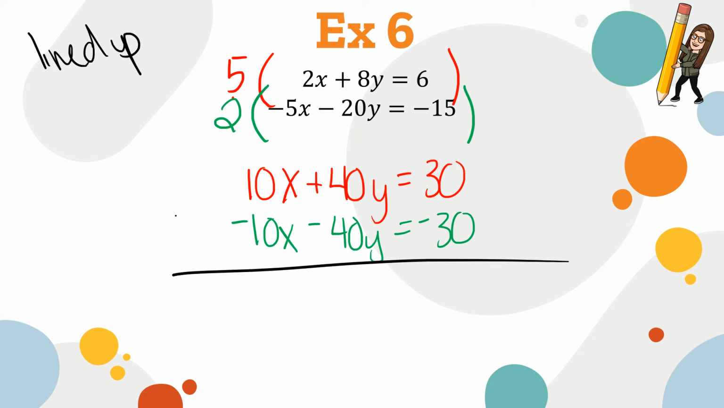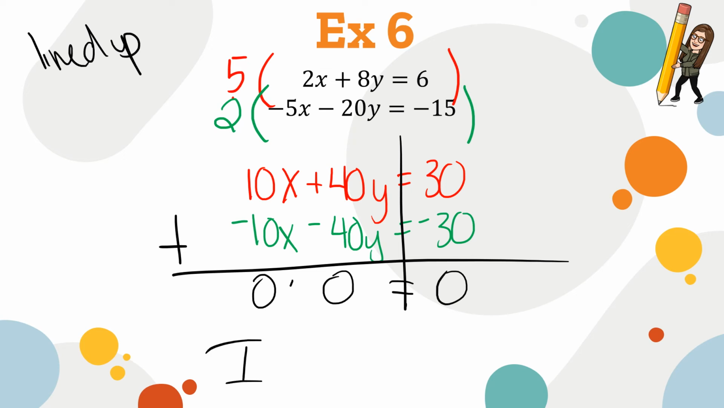Old school addition, let's line them up. I arrive at a 0 and a 0 and a 0, which, as you expected because of the layout of our notes, is going to be infinite many solutions.